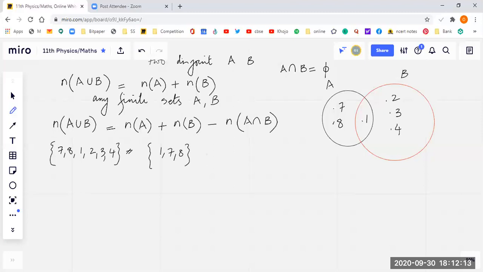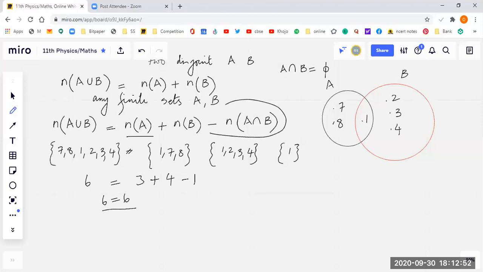What is B set, students? 1, 2, 3, 4. And what is A intersection B? A intersection B is just 1. Am I right? So number of elements in A union B is 6, which is equal to n of A, in A we have 3 elements, plus in B we have how many elements? 4. And in intersection A and B, I'm going to subtract it, so minus 1. So is it right? 6 is equal to 6, correct. So what's happening? I have to subtract this. Why? Because the repetition is not allowed here. That is the reason I subtract this.